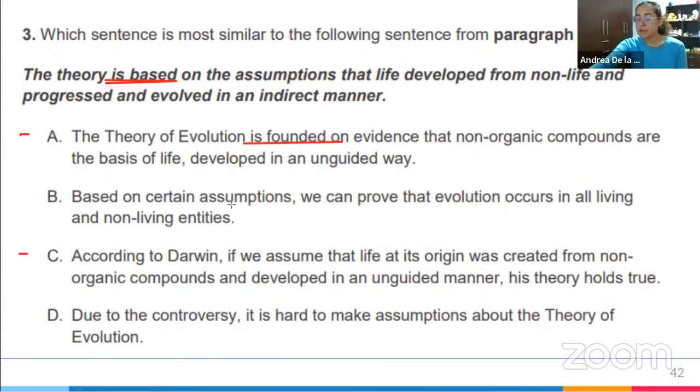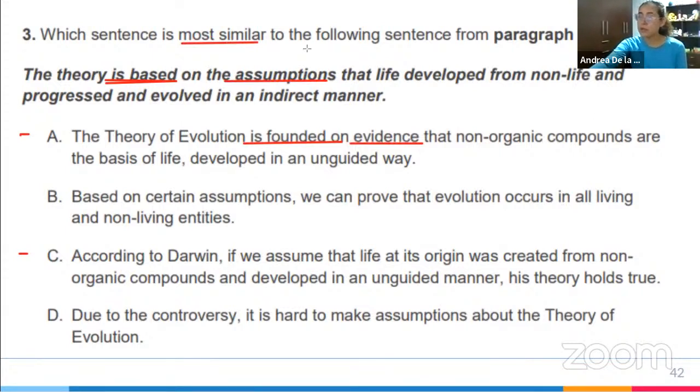Now, obviously, there are going to be some things that are a little bit different. Maybe your option is going to have some details, some examples. Maybe it's going to have some not so close synonyms. For example, in this case, the biggest thing that probably made you doubt was that the original sentence says it's based on assumptions, and the one here says that it's based on evidence, right? But at the end of the day, we're not looking for the exact same thing. We're looking for the most similar among them all. And option A is the most similar one because it explains what the theory is based on.